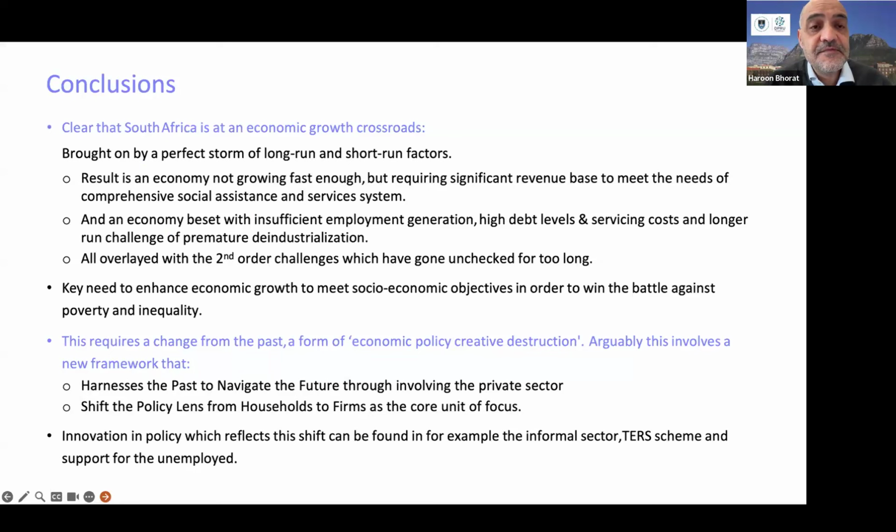So let me just pause there and say I've covered a lot of detail and a lot of different topics, but hopefully the spine is clear. And the spine is driven by short and long run factors.